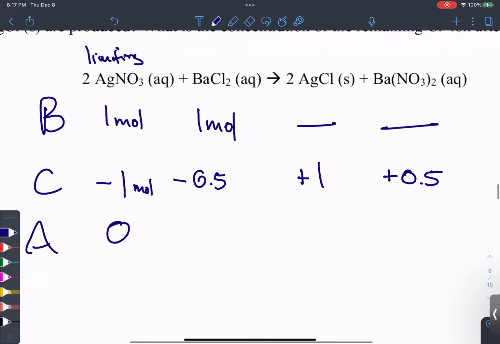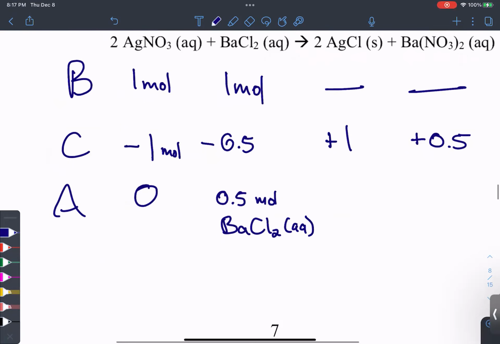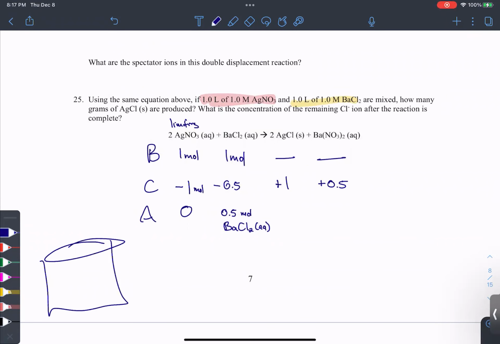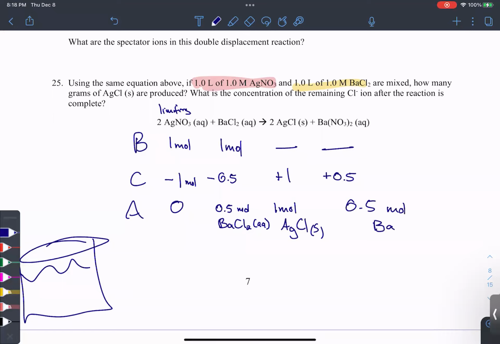Then you just add everything up. After this reaction is done, I have half a mole of barium chloride aqueous present in my beaker. If I could see atoms and molecules and looked in here, I would have half a mole of barium chloride, 1 mole of silver chloride solid, and half a mole of barium nitrate aqueous. The states are important here. So let's answer this first question. How many grams of silver chloride are produced? How do I get that?